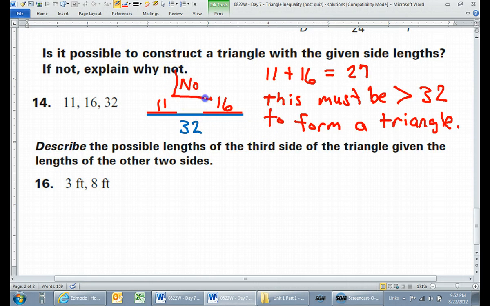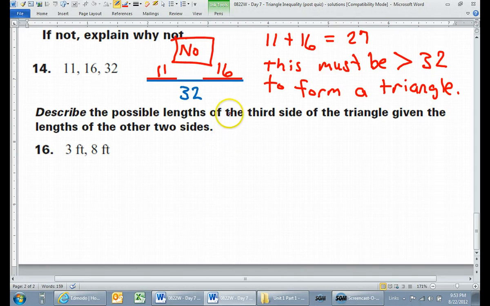Okay, so that's why that one was a no. Now let's go ahead and take a look at number 16. Describe the possible lengths of the third side of the triangle given the lengths of the other two sides.